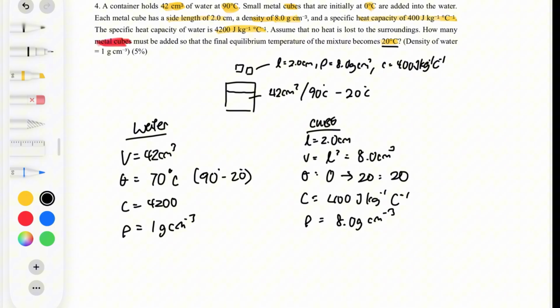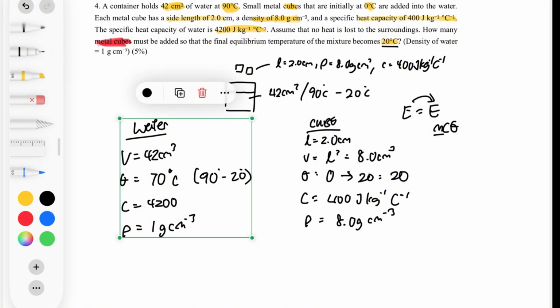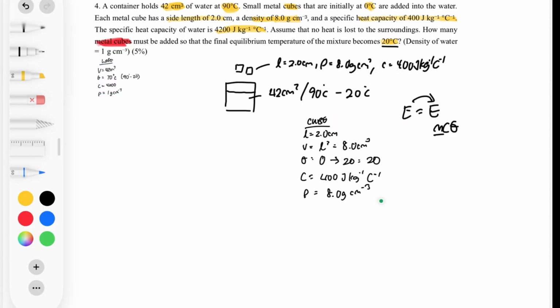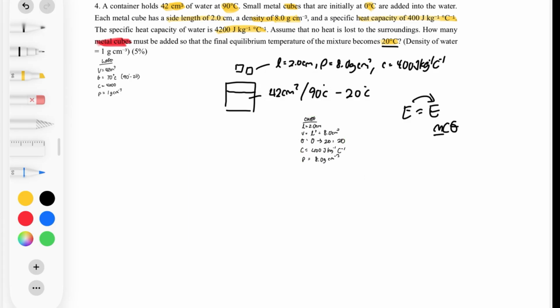So in order to reach equilibrium, we know that energy released equals energy absorbed, just with a negative sign. If you want to find the energy, we need to use mcθ. We need to find the mass, but here it doesn't have mass, so we're going to find the mass first. Let's find the mass of water. I'll move it on top of here, so you can see more clearly.